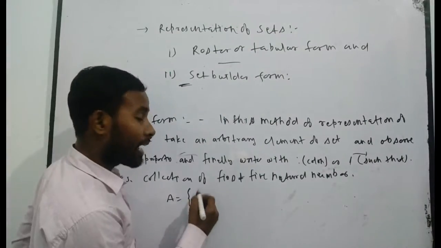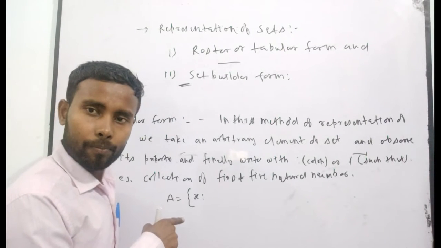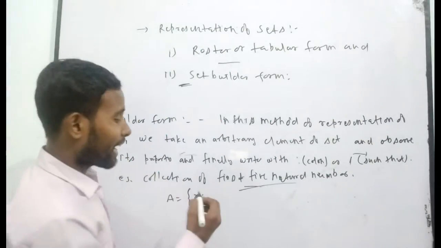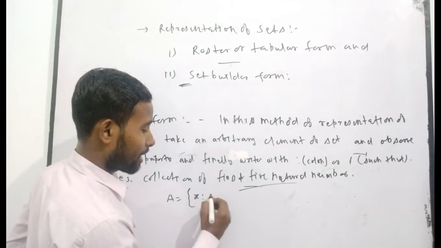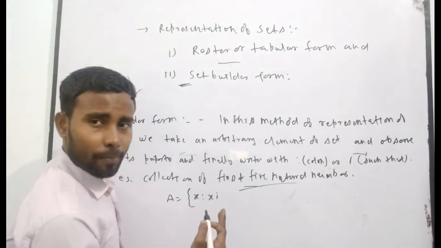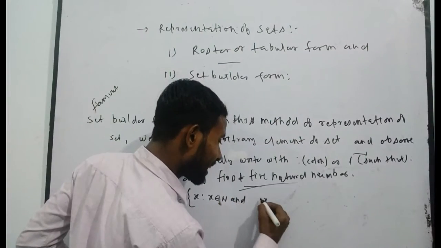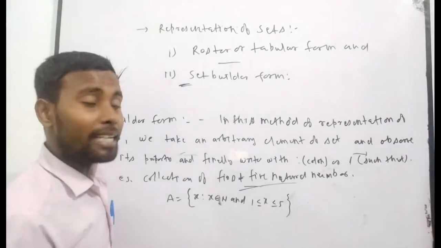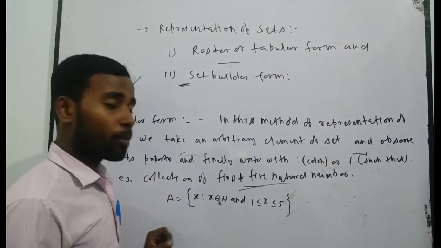Suppose I have taken an element x which is a natural number, but there is a proper condition. For the first 5 natural numbers, I can write x such that x is a natural number, or you can write x belongs to natural numbers and x is greater than or equal to 1 but less than or equal to 5. This method to represent a set is called set builder form.